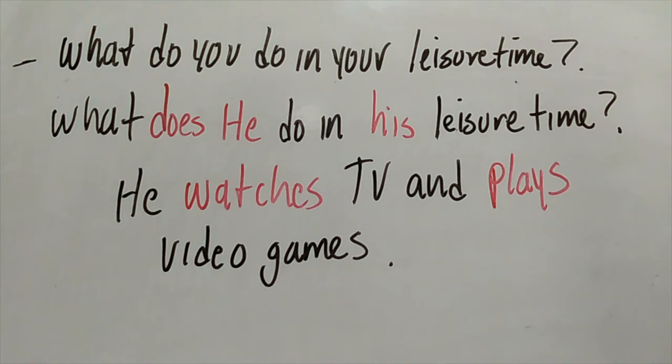Okay, guys, in this case we have the first question that we mentioned, and then we turn it into the indirect question, right? Check that in this case I wrote the changes in red, in order to see the kind of difference that we had. For example, we have this one that is direct: what do you do in your leisure time? Now we want the indirect question: what does he do in his leisure time?